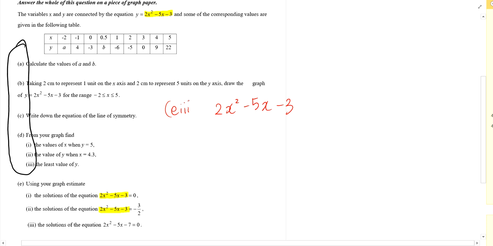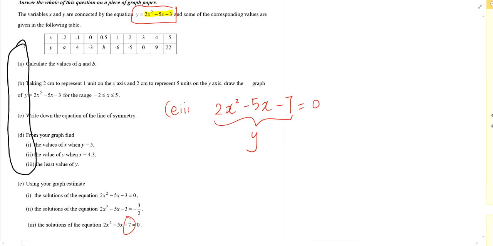Okay, we've got 2x squared minus 5x minus 7, and this is equal to 0. Well, I'm very tempted to write down that this is equal to y, but do I have this graph? Do I have the graph of y equals to 2x squared minus 5x minus 7? I don't. I only have the graph of y equals to 2x squared minus 5x minus 3. So now my objective is to manipulate this such that it looks like this.